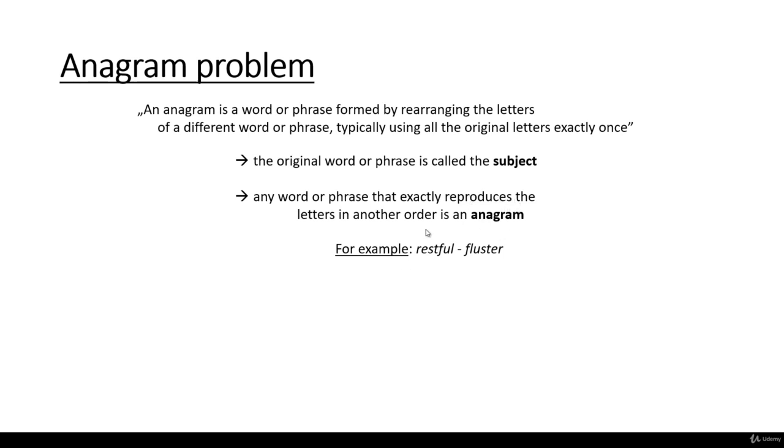So for example, we have the word restful. In this case, this is the subject, so the original word or phrase. And we can make sure that fluster is an anagram of restful, because we are going to reuse all the letters of the word restful in a different order. So all the letters present in the word fluster are present in the word restful, and this is called an anagram. So this is what we are going to implement.